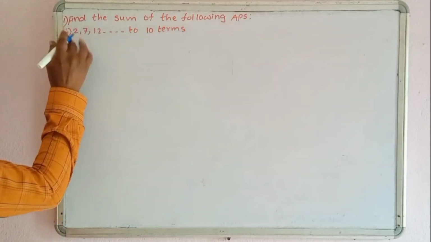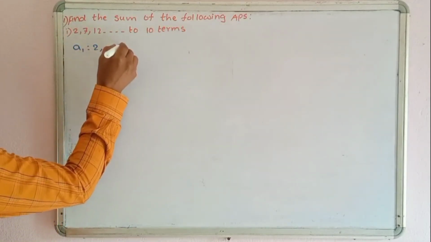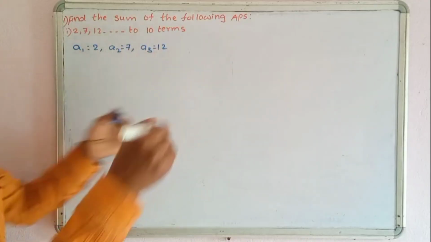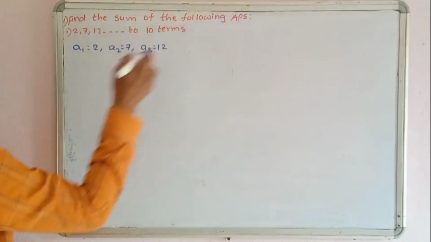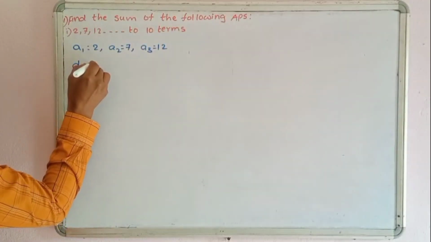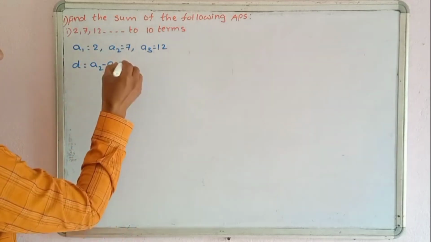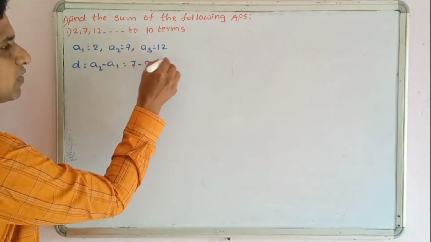First, A1, the first term, is 2, A2, the second term, is 7, A3, the third term, is 12. This is an AP already given. So first find d, the common difference. The formula is A2 minus A1. The value of A2 is 7, minus 2, that is 5.